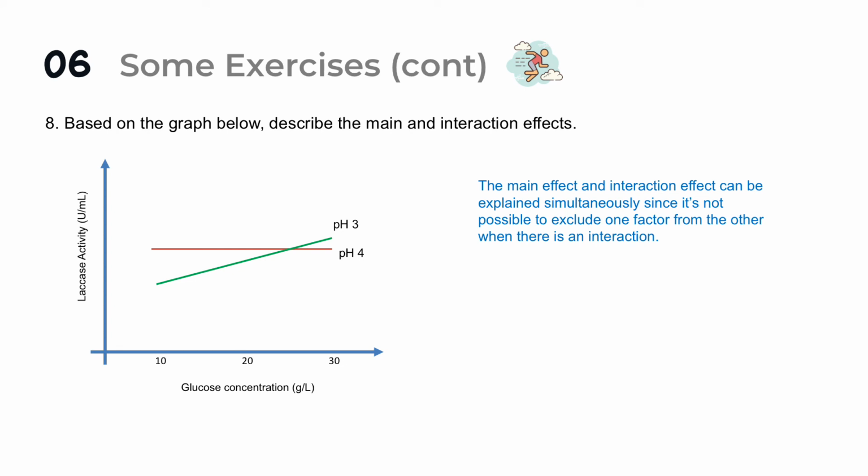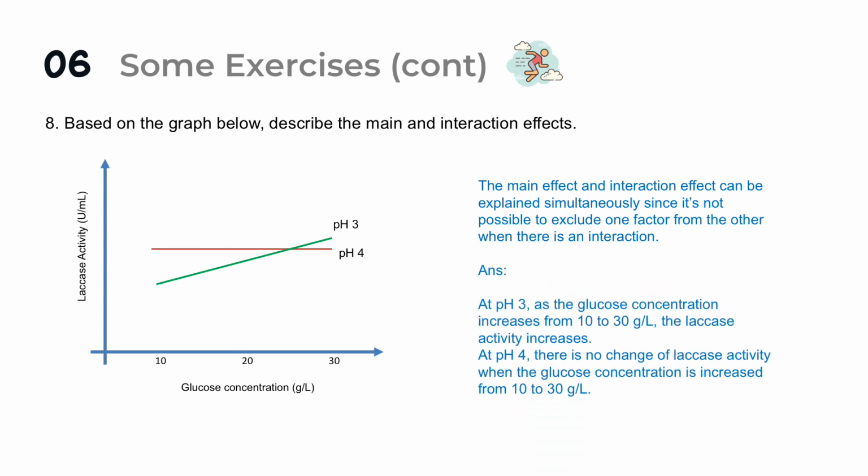It can be described as follows. At pH 3, as the glucose concentration increases from 10 to 30 gram per liter, the laccase activity also increases. The second effect can be described as, at pH 4, there is no change of laccase activity when the glucose concentration is increased from 10 to 30 gram per liter. So that answers the question in this problem.